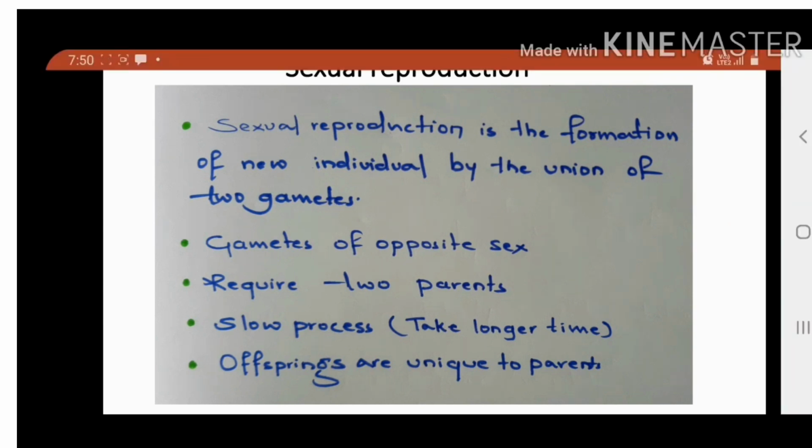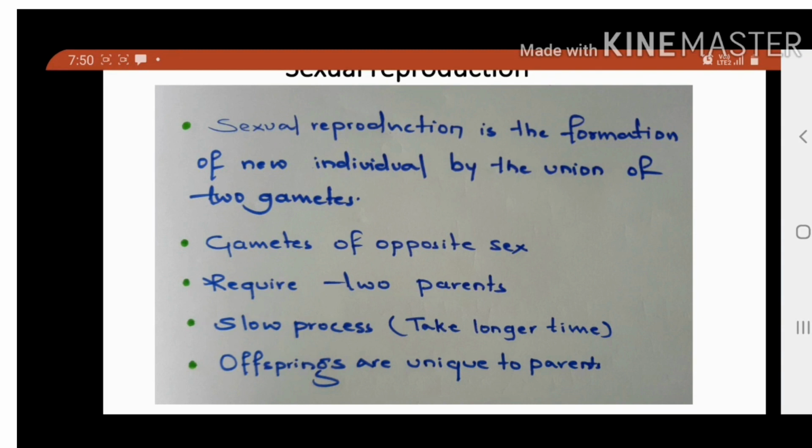It is a slow process, it means it takes longer time. In the case of humans, if a human wants to reproduce, especially women, they require 9 months of pregnancy time, which is long. As compared to asexual reproduction, sexual reproduction is a slow and longer process.